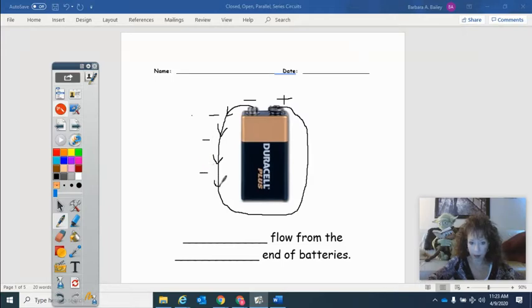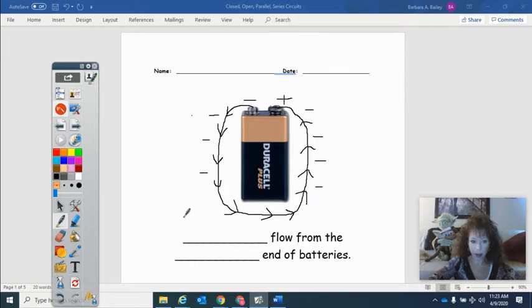All right. And it's flowing around and around and around. Okay. And these are negative electrons. They come out the negative end and return to the positive end or terminal. Okay. So we're going to write that here.